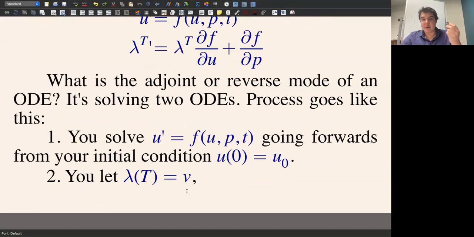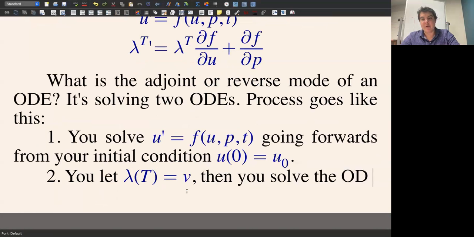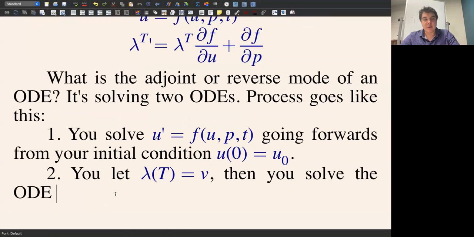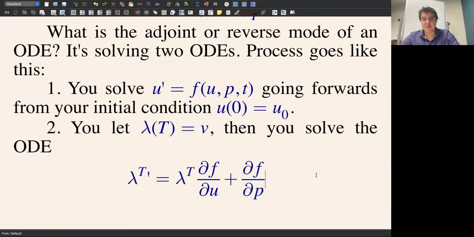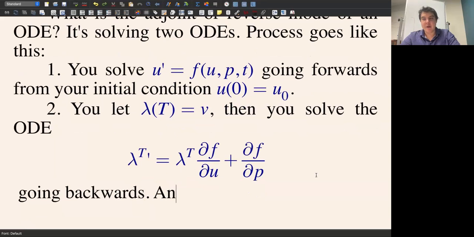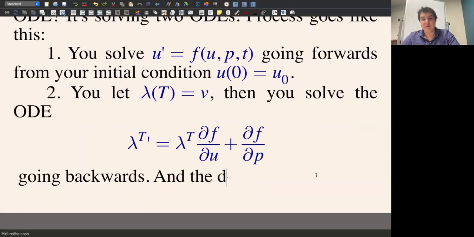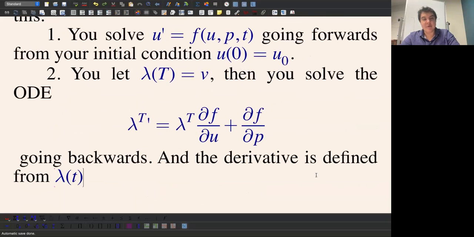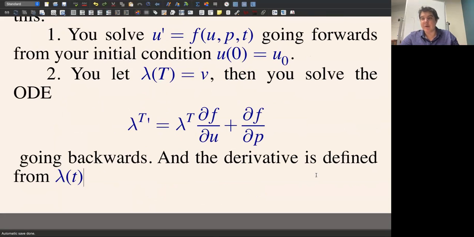If you let that final condition be true, then you solve this ODE going backwards. And from lambda, the derivative is defined, as some integral of lambda of t. If you want to see the whole derivation, watch the lecture.